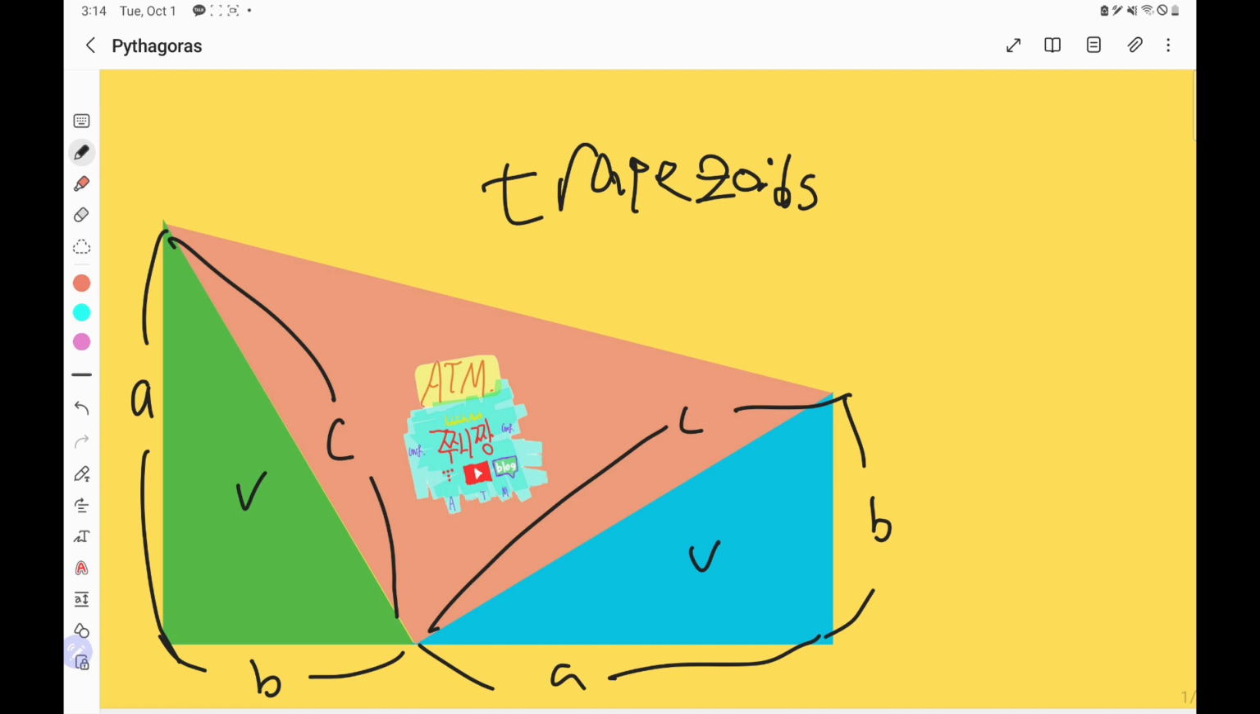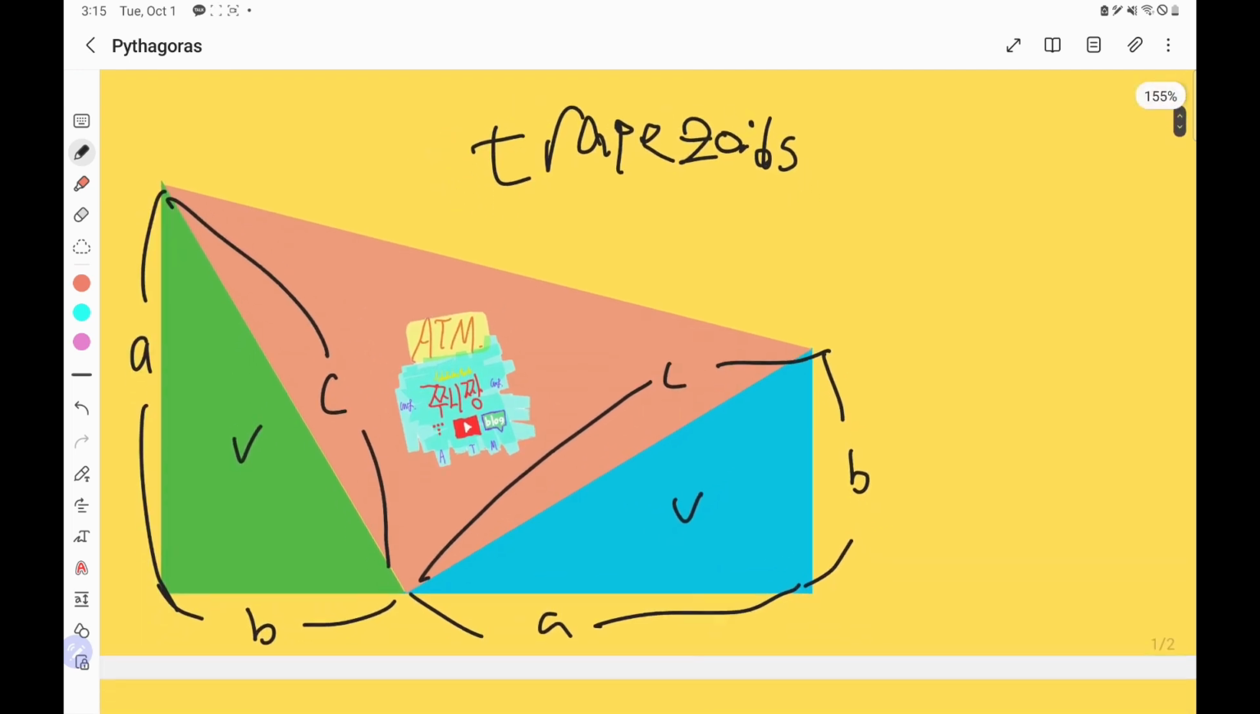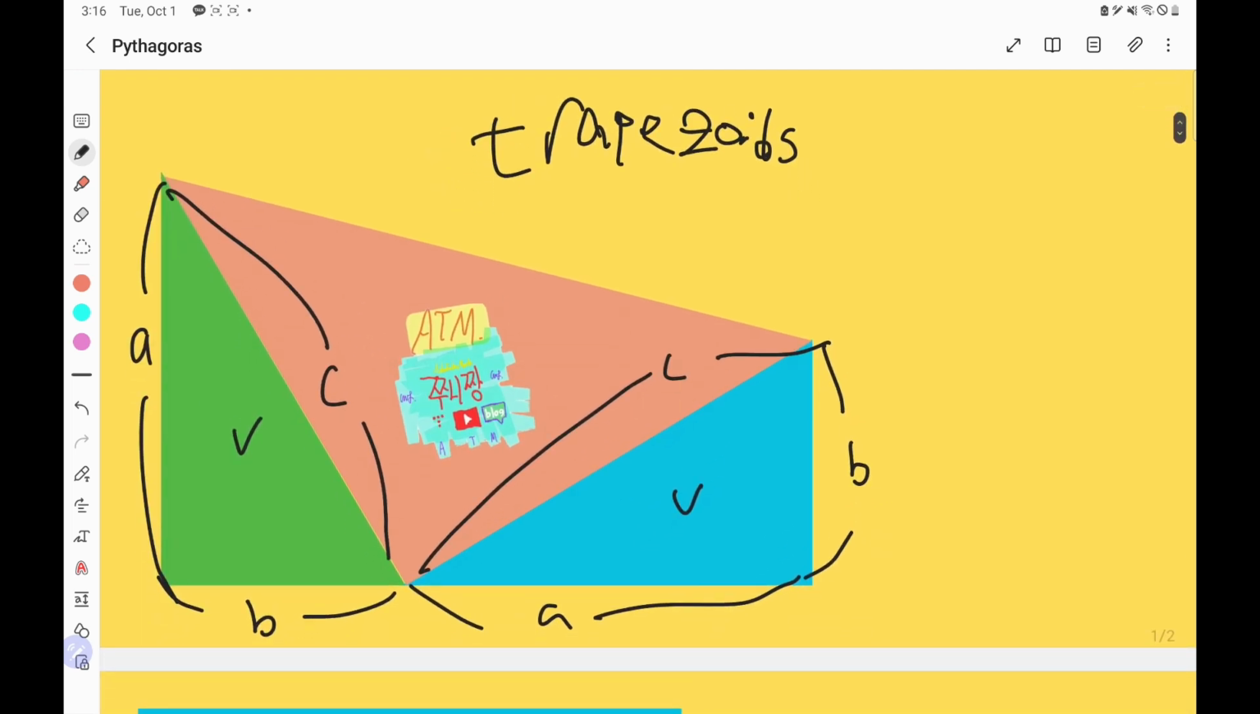The thing is, if you look at here, we can see two right triangles that are identical and one orange right angle triangle. And also we can see that the big shape here is a trapezoid. So we're going to look at the area for the trapezoid and for the three right angle triangles.